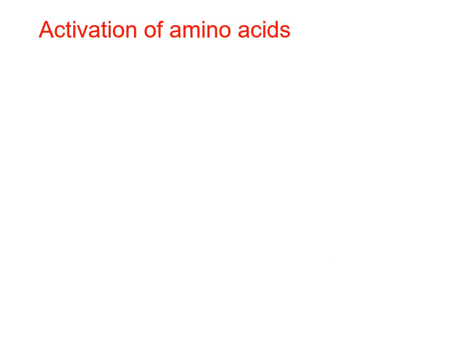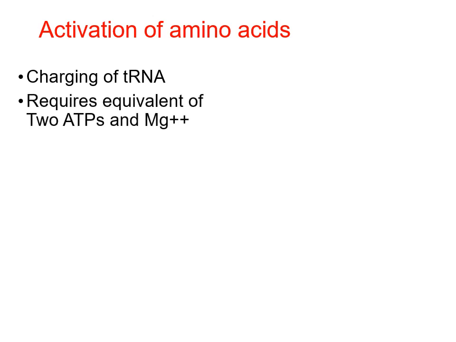Now, before we study the actual translation process, it is important for us to also study another important reaction, that is the activation of amino acid. Activation of amino acid, also called charging of the tRNA, is a process by which the amino acid is attached to the acceptor arm of the tRNA. During this process, the amino acids are also activated. This is an energy requiring process requiring the equivalent of 2 ATPs.